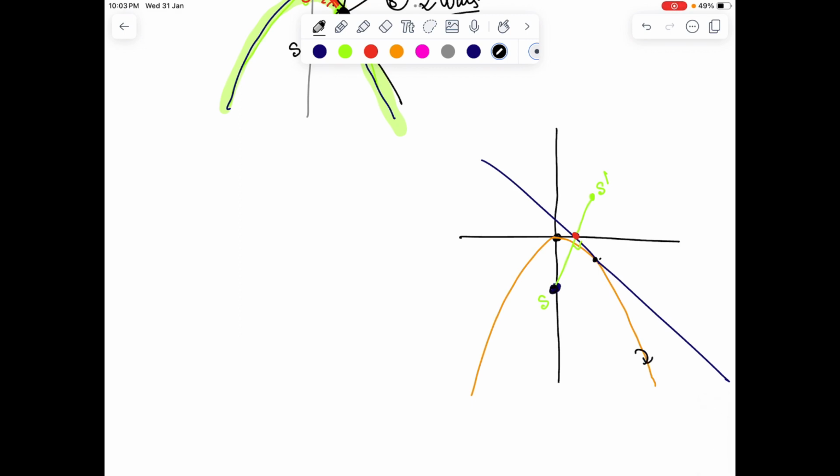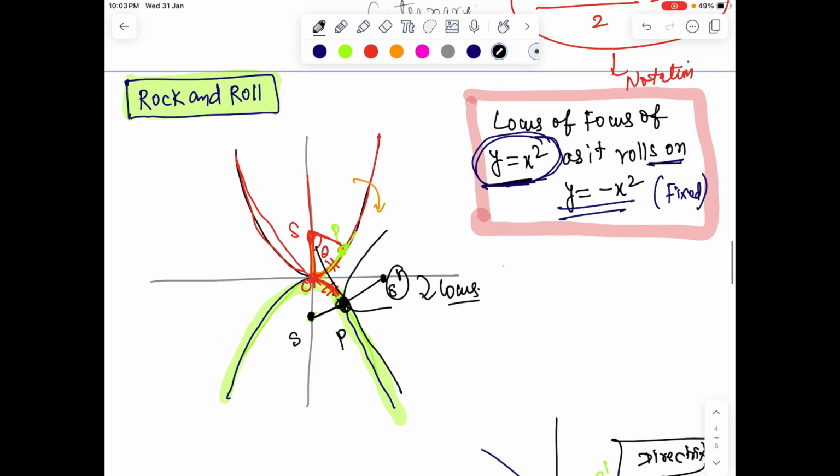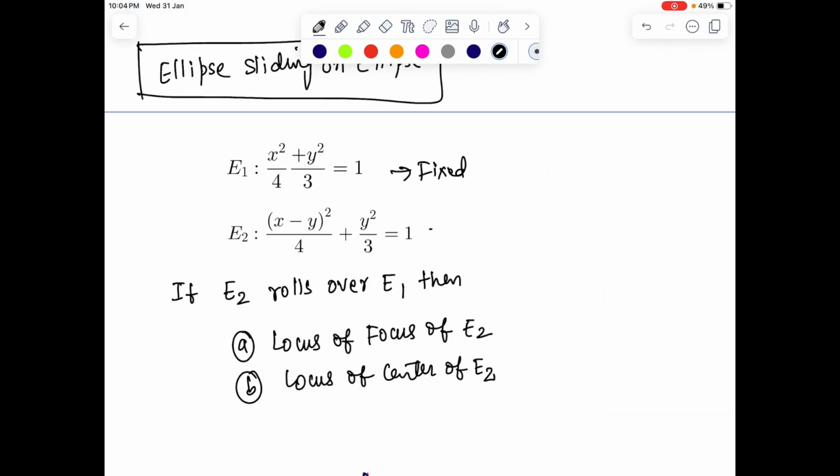And that's very easy to calculate because we have a fixed parabola, and if we take a random point P on the fixed parabola, the locus of the image of the focus will lie on the directrix. So hence for this question, the locus of the focus of the variable parabola y equals x square is nothing but a straight line, which is basically the directrix.